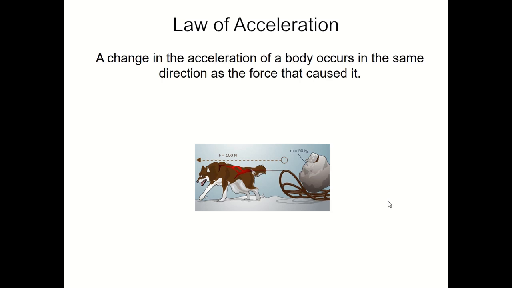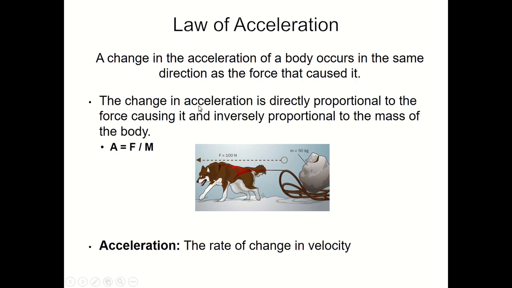So the second law is the law of acceleration, and it's defined as a change in the direction of a body that occurs in the same direction as the force that caused it. So the change in acceleration is directly proportional to the force causing it, and it's inversely proportional to the mass of the body. And of course, we know that acceleration is rate of velocity. So, acceleration is equal to force divided by mass.